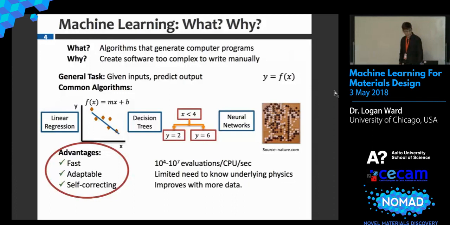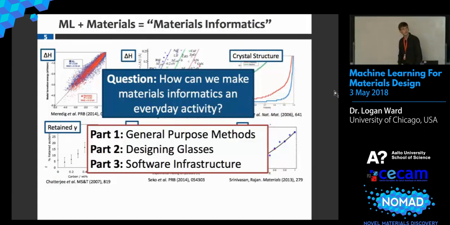And when I started out as a PhD student, there were a number of interesting applications for applying machine learning to design of materials. And one question that's really been driving me since then is, how can we take studies like these and turn them into everyday activities for material scientists? So this will be the main focus of my talk today.